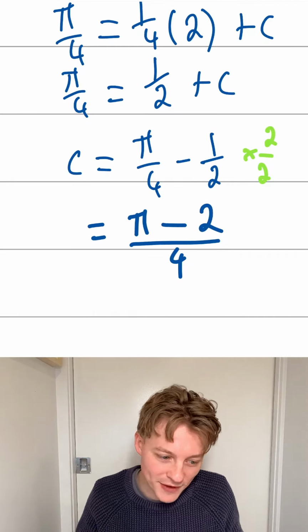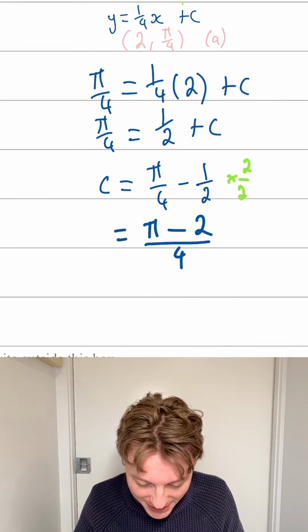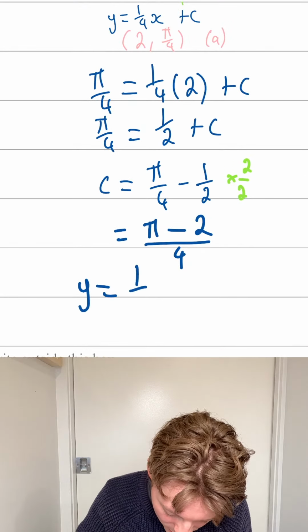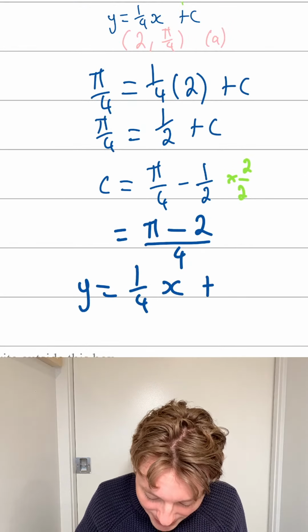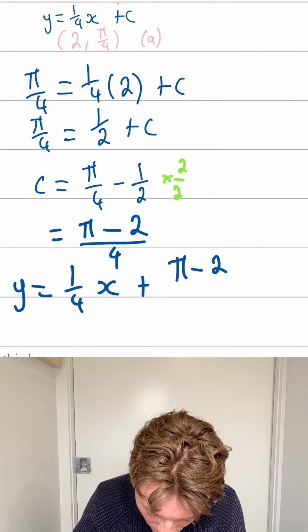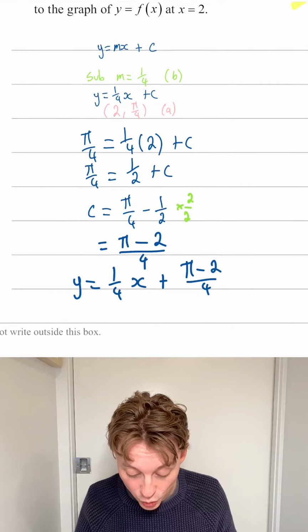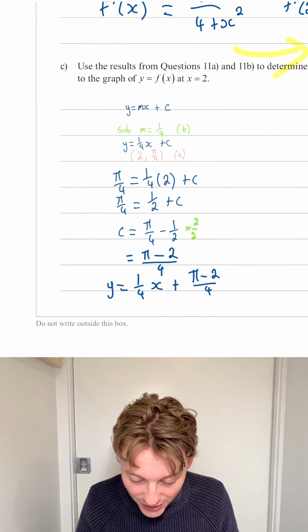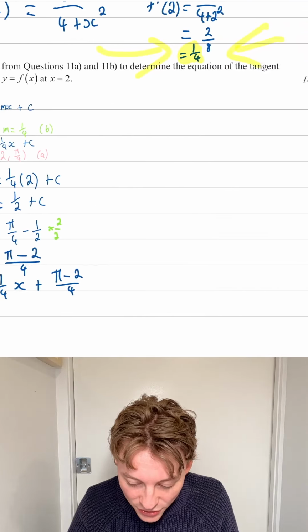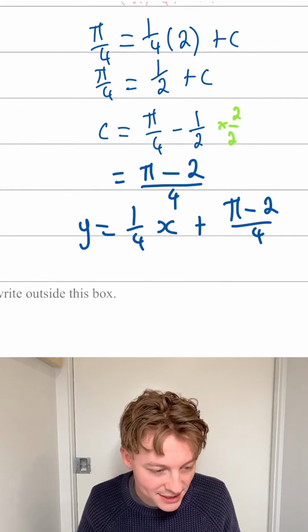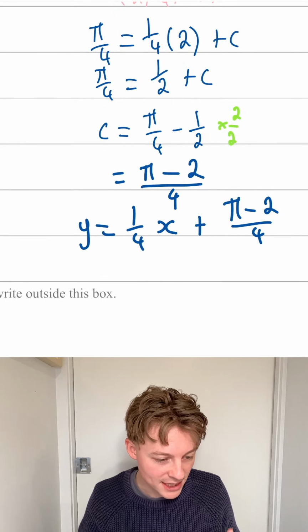This might be overkill, to be fair, but once I've got my c value, I can now put that back into my equation. I get y equals 1/4 x plus pi minus 2 all over 4. Again, I've got 1/4 common to both, so I have some options here. I don't think it necessarily requires this, but I'm always a fan of practicing everything we can.